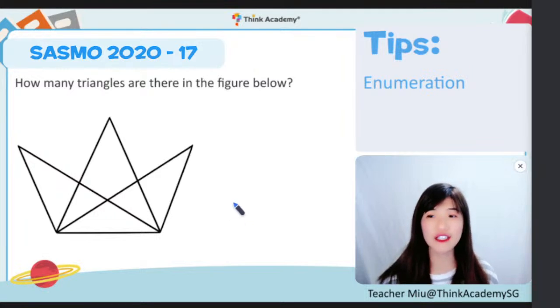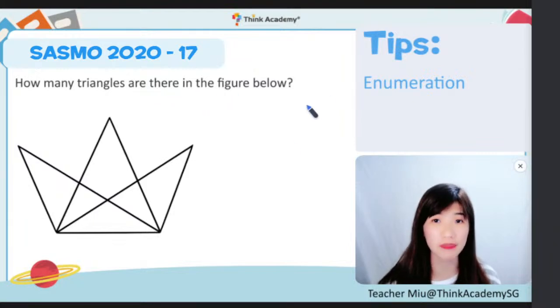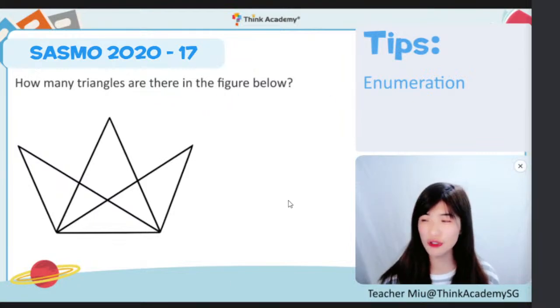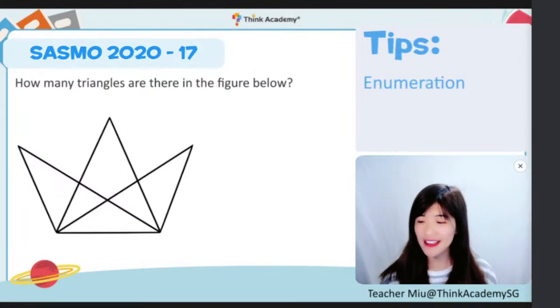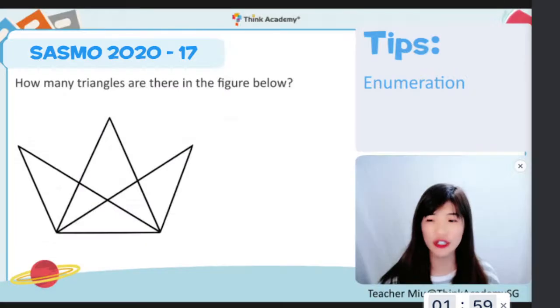All right. So after this part, we can also try one authentic question from 2020. This is question 17 in SASMO 2020. It says, how many triangles are there in the figure below? Again, I would recommend you try the enumeration method. Now, I will give you 2 minutes to try by yourself. Let's go.